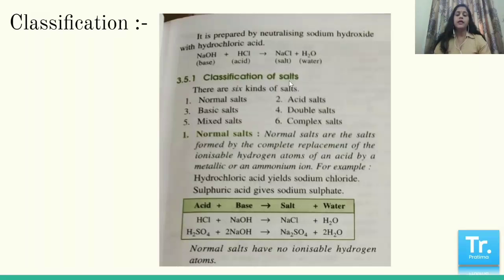So coming to the classification of salts now, there are actually 6 types: normal salts, acid salts, basic salts, mixed salts, double salts and complex salts, which we will do one by one.